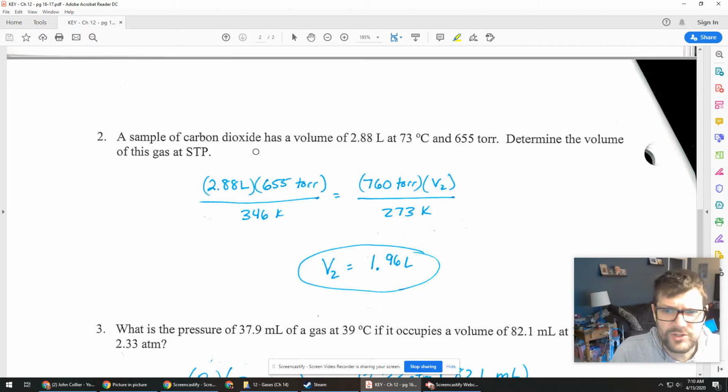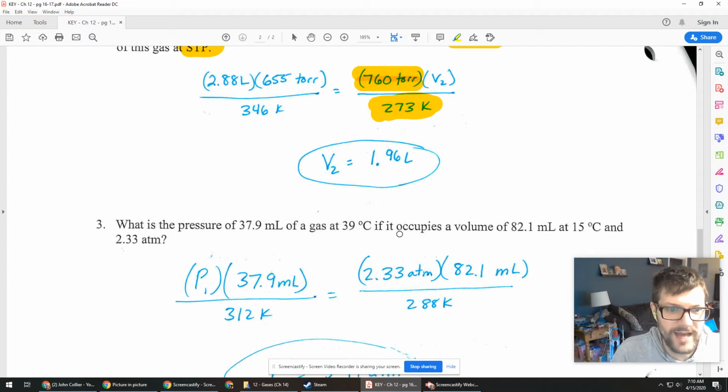On question number 2, it says determine the volume at STP. STP, standard temperature and pressure, is 1 atmosphere and a temperature of 0 Celsius. However, our temperatures need to be in K, so that's 273 K. Since this problem was given in torr, we make our standard pressure torr as well, and that's where that number 760 comes from. That would be from your reference packet, the standard 1 atmosphere, but in torr. Okay, so that's how you would do that.